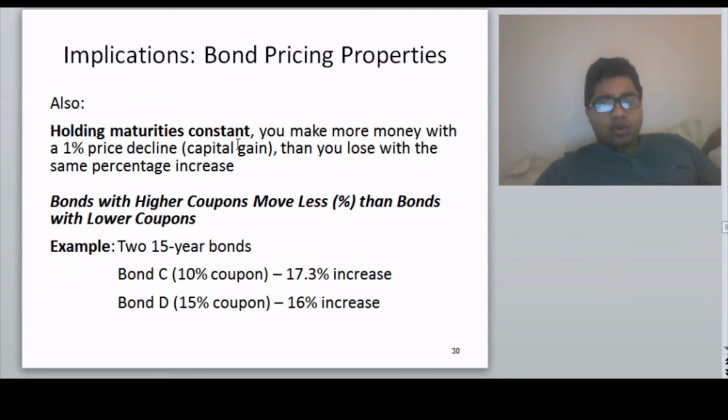So holding maturity constant, you can make more money with a 1% decline than you lose with a 1% increase. So what does it say? Bonds with higher coupon move less than bonds with lower coupon. Example, if one bond has a 10% coupon rate and another has a 15% coupon rate, and interest rate changes by 1%, the bond that has a 10% coupon will react more. So bonds with lower coupon are more sensitive.